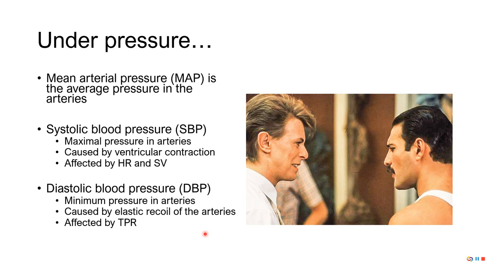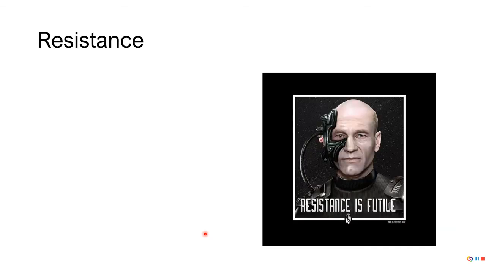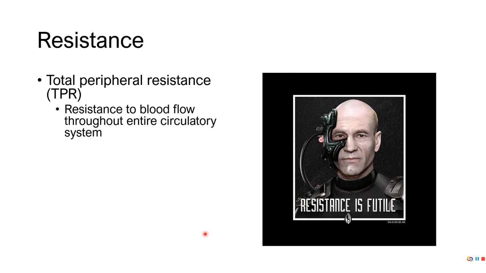Think of your arteries like a balloon. You fill up a balloon, you let go of the end of the balloon. What happens? The balloon recoils. There's pressure in that recoil that causes the air to fly out. Okay? And so diastolic blood pressure is affected by resistance. So total peripheral resistance is just the resistance throughout the entire systemic circuit of the circulatory system.